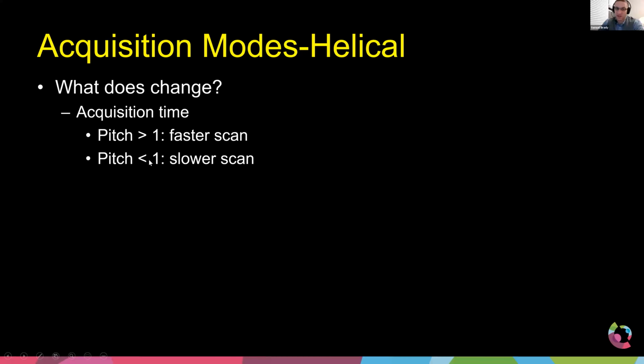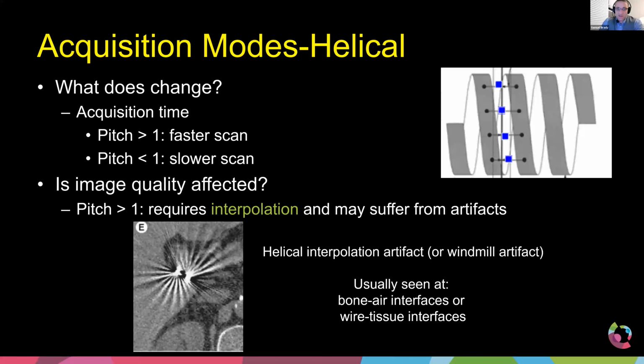If you do a pitch less than 1, the scan will, by nature, go slower. Is image quality affected? It can be. There can be more artifacts from high pitch helical imaging. This is an interpolation artifact.